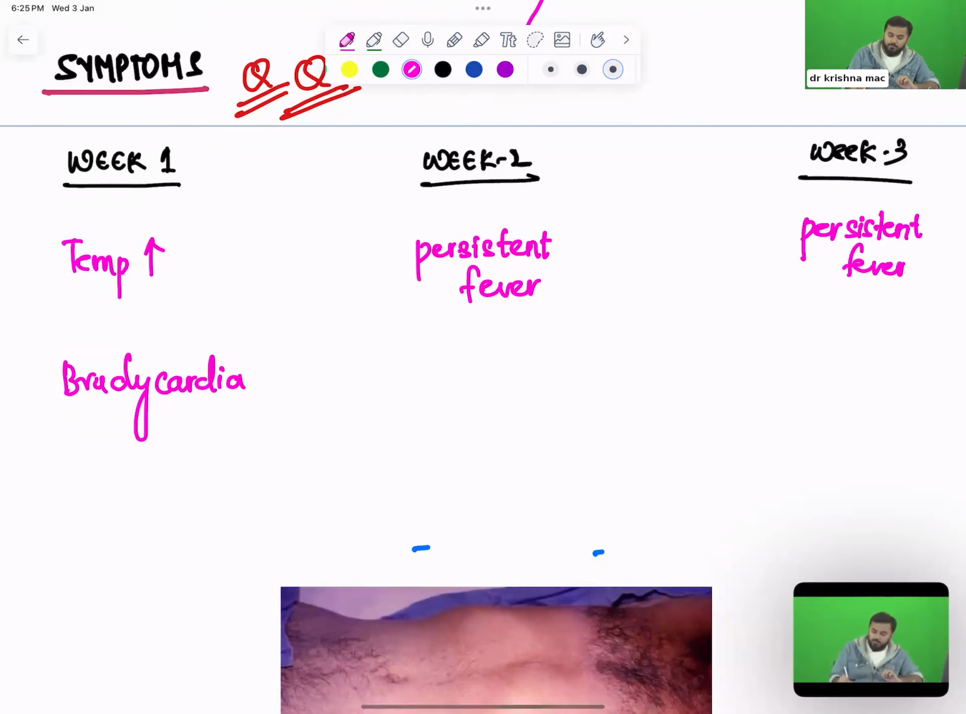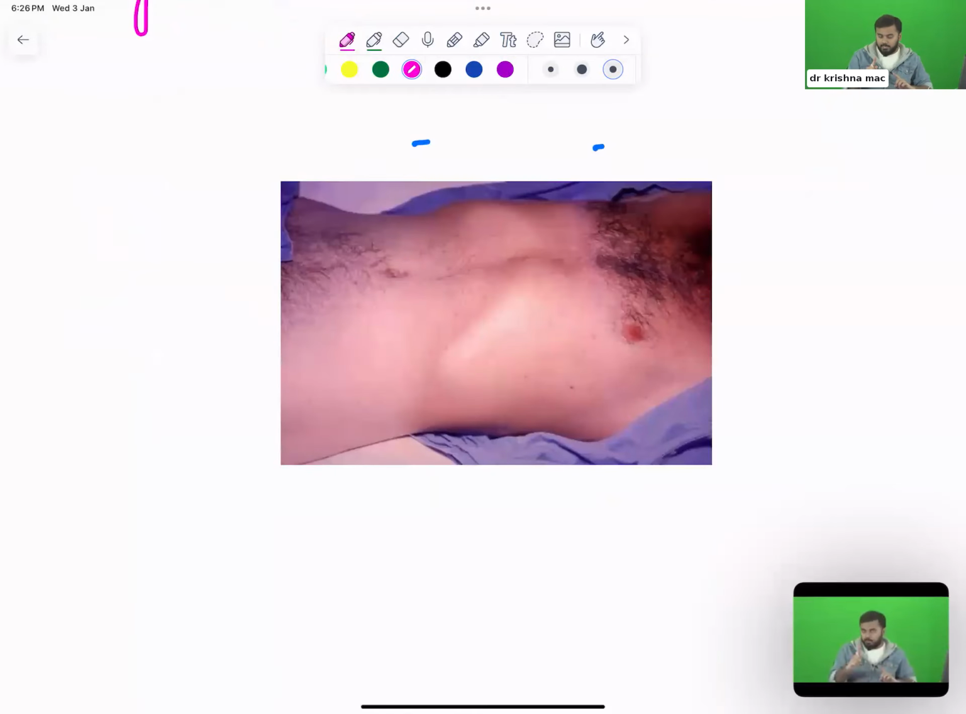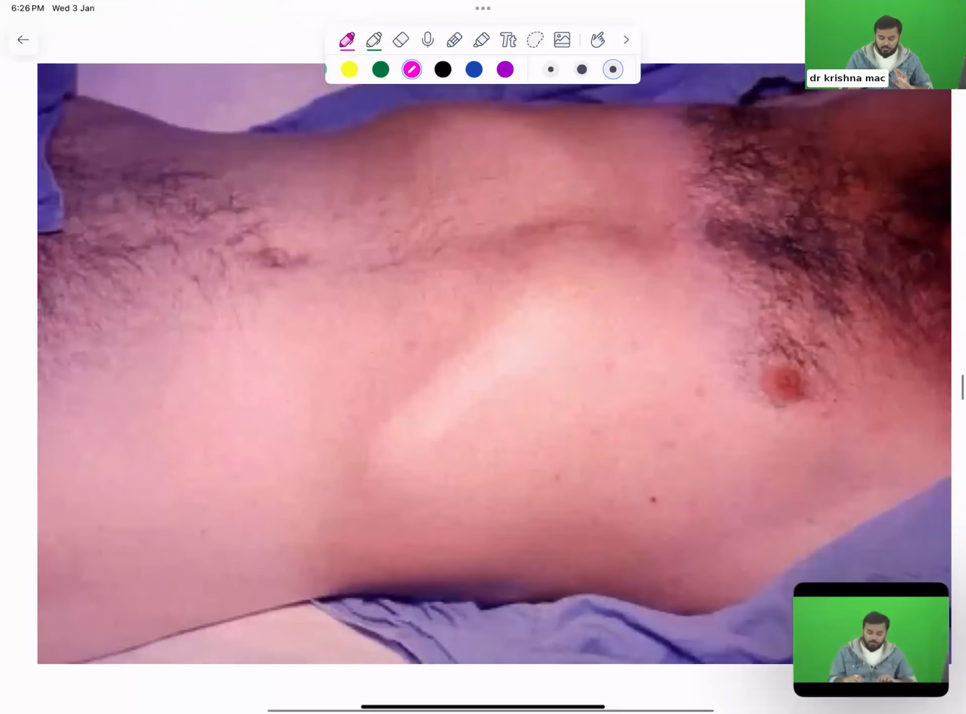Persistent fever. Okay. But in week 2, what is going to happen? In week 2, slowly there are small rose color spots that are appearing on the surface of the body, especially around the navel. Now in this picture, I know you cannot see it, but this is the only best picture which I've got over here. I know you cannot see the dots over here, but I will try showing you these dots.